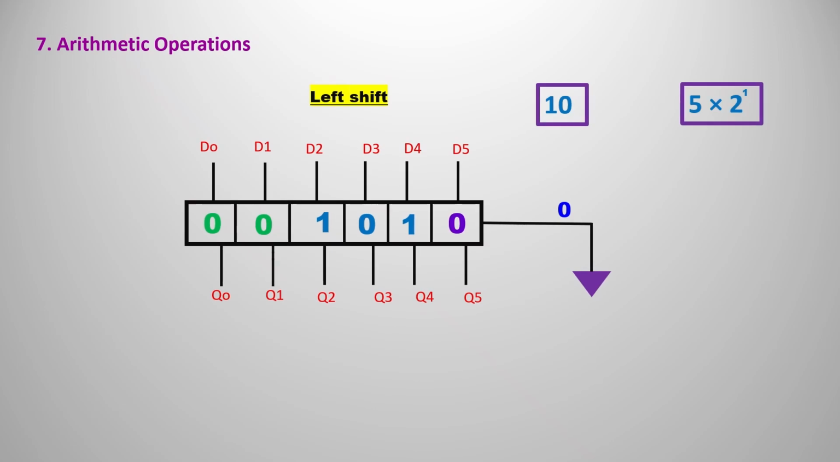If you start inserting 0 one by one on the right side, with the bits moving to the left, you end up with 1010. That is 10 in decimal. You can observe that previously we had 5. So 5 into 2 gives 10.